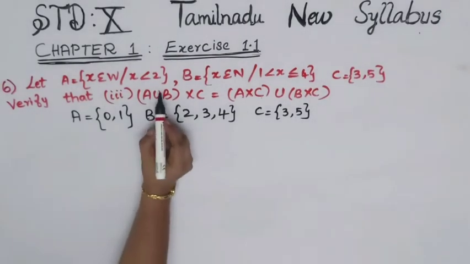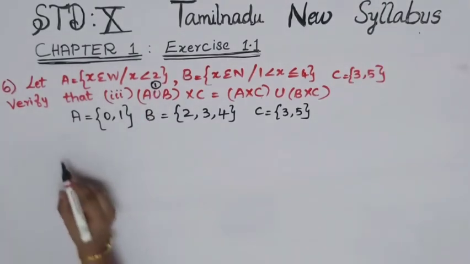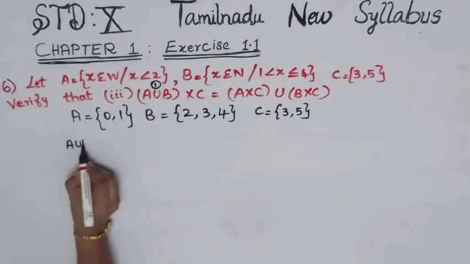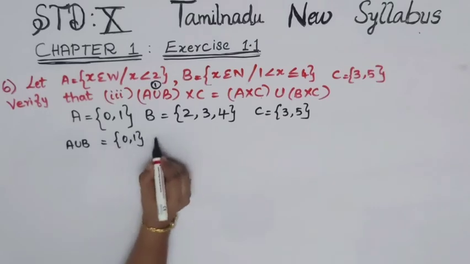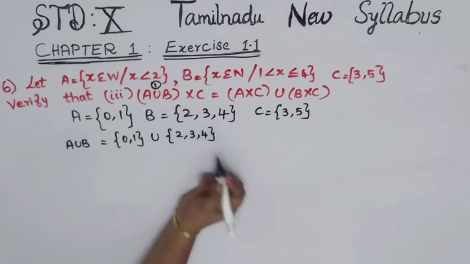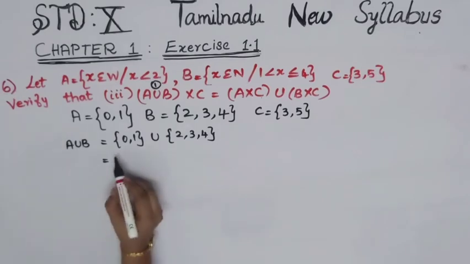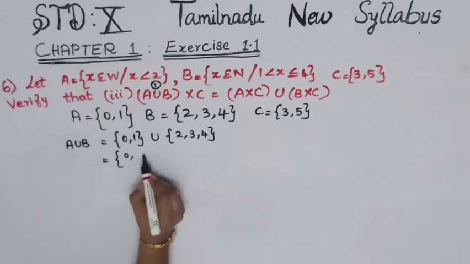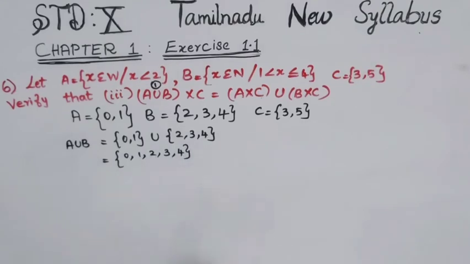Now taking your left hand side, your first step should be A union B, then cross C we will have to find. So first we will find A union B. Write your A union B. Union is nothing but you will have to write all the terms, all the elements that are in A and B. So 0 will be there, 1 will be there, 2 will be there, 3 and 4. So writing all the elements, A union B is over.